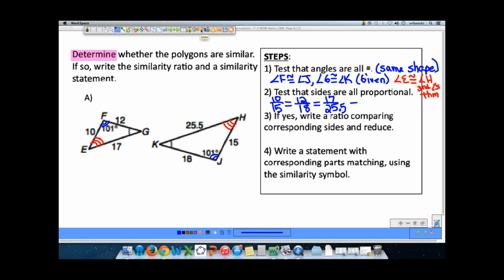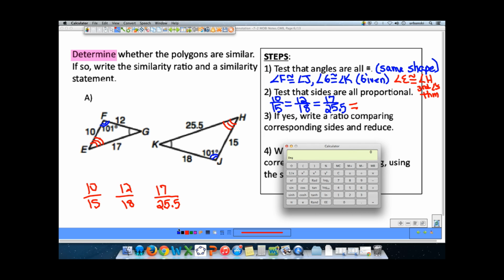Okay, we have to see if those all come out to be the same ratio. And I don't have enough space there, so I'm going to do it down here. 10 over 15 and 12 over 18 and 17 over 25.5. I need to see if those all reduce the same. That would mean that they're equal, and that would mean that the proportion works. So we're going to need a calculator.